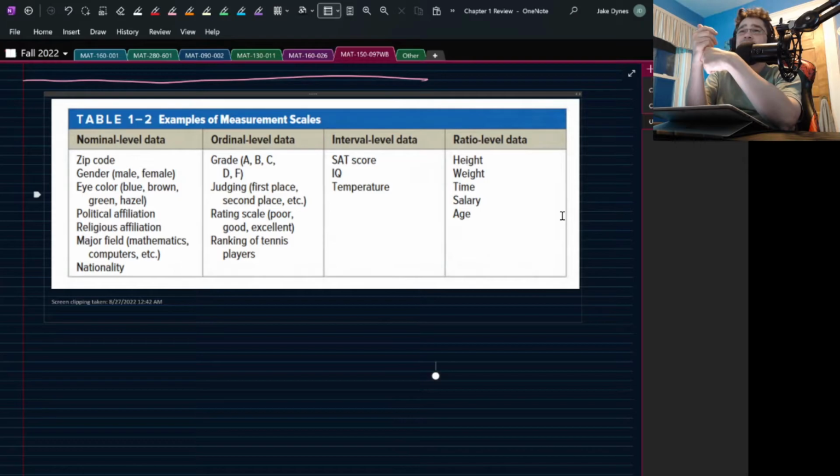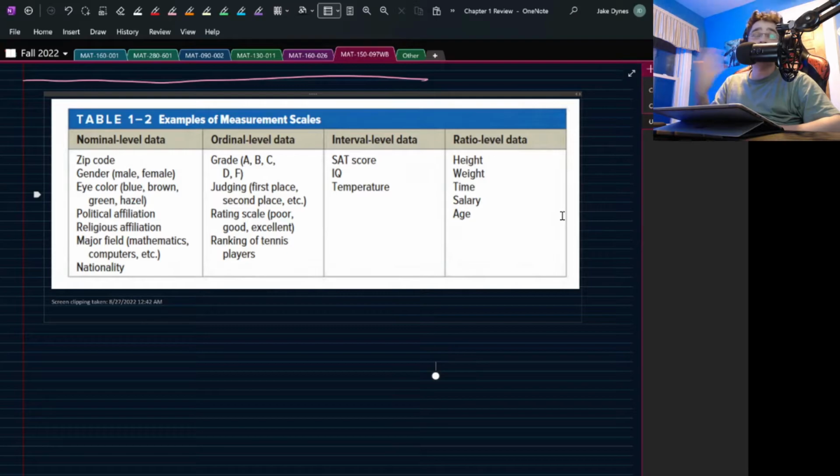I guess IQ scores and SAT scores, like, I'll talk about the ambiguity in a second, but I feel like that could probably also go to ratio. But there is some ambiguity between interval and ratio. I'll talk about that in a second. It's not too super important. So if you get a question like that wrong and you have to redo it or whatever, it's not the end of the world.